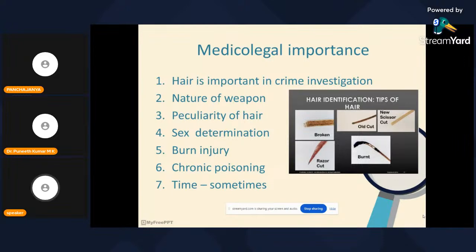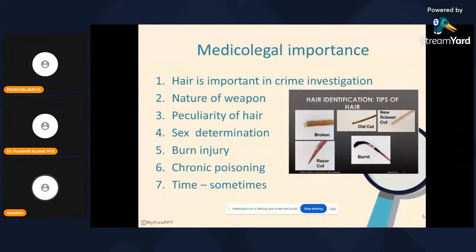The nature of the weapon can be known by the cut in the hair or damage to the hair. Identification of a weapon can be done. Peculiarities of the hair, such as coloring or split hair, help in identification. Sex determination can be done. If there is a burn injury, the hair will be charred, with a smell, and the appearance will be abrupt. Chronic poisoning can be identified, as a deposition of the poison will be there in the hair. By that, identification can be done.